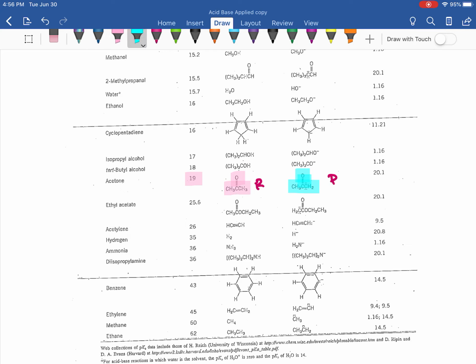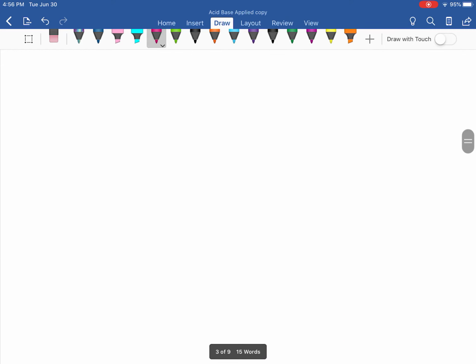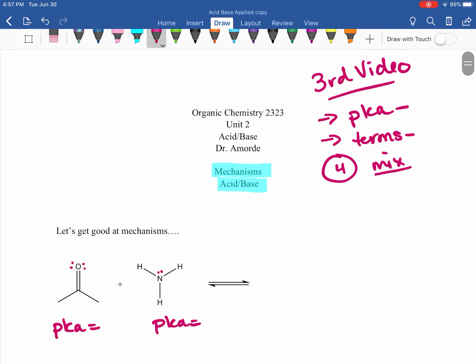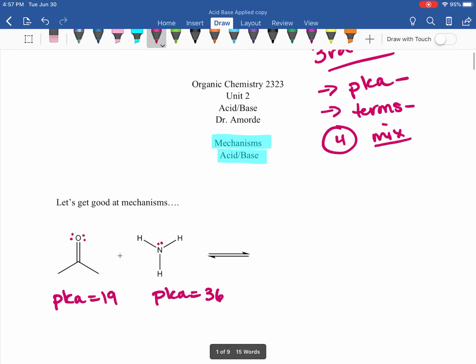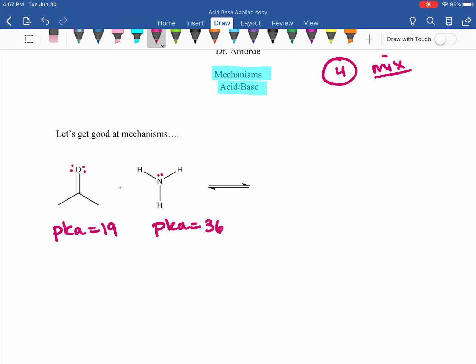And then what else were we looking for? Ammonia. Here it is, right here. Our pKa is 36. I love it. Okay, that is also on our reactant side. All right, so 19 and 36. Let's scroll back up to that initial example. We've got a pKa of 19 and a pKa of 36. Okay, so this one, our lowest pKa is our acid.